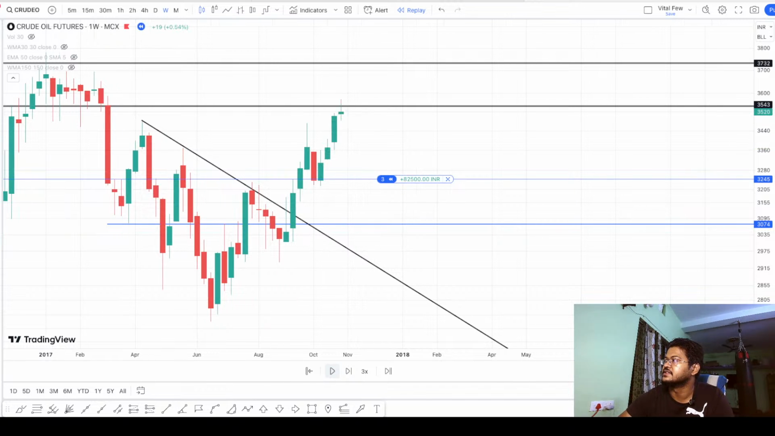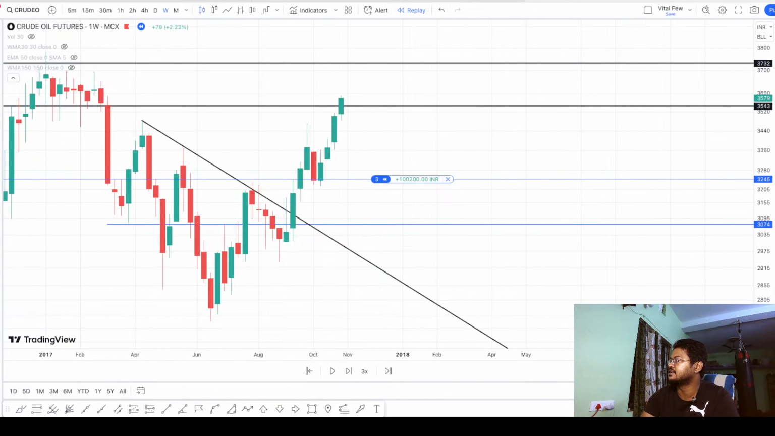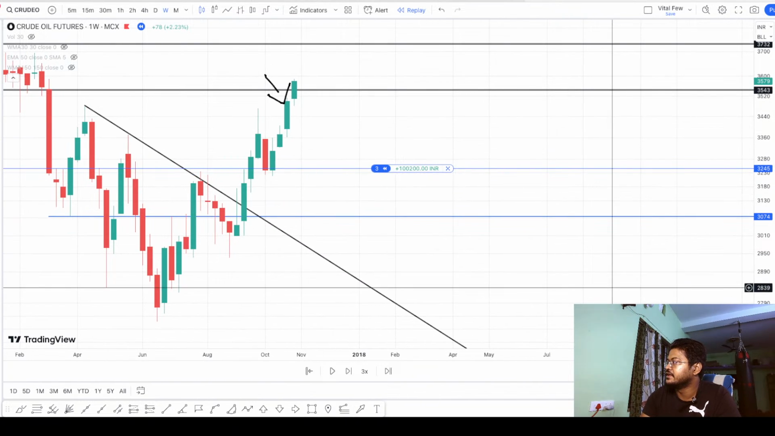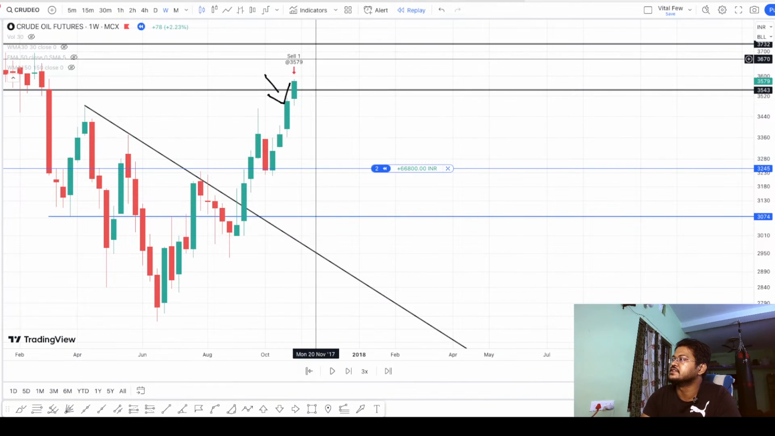Yes, see, it has touched my first target level, which was this line that I have marked. Now it's time for me to stick to my trading strategy. I will exit one position at least. So here I will sell one. One is sold. Now I am left with two.